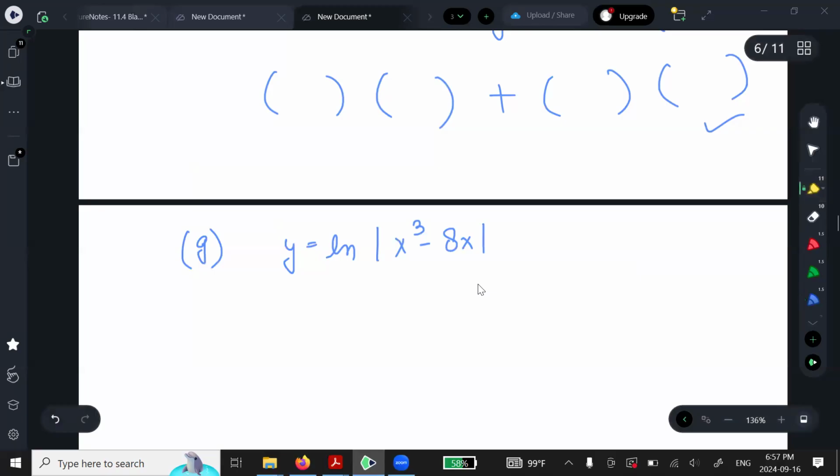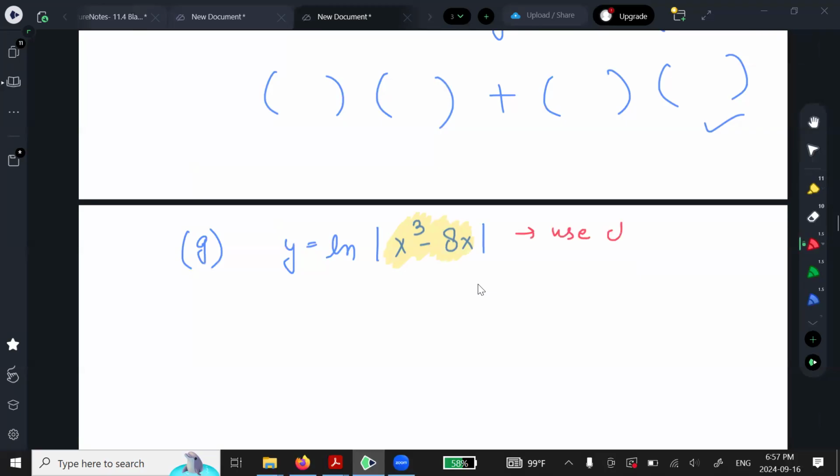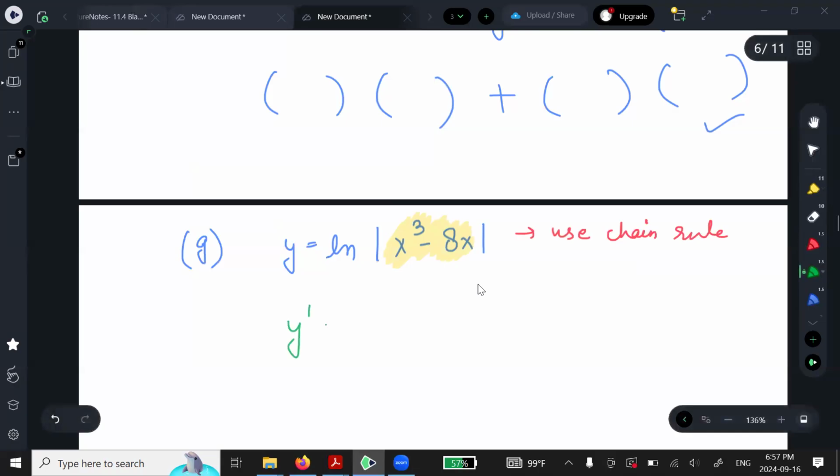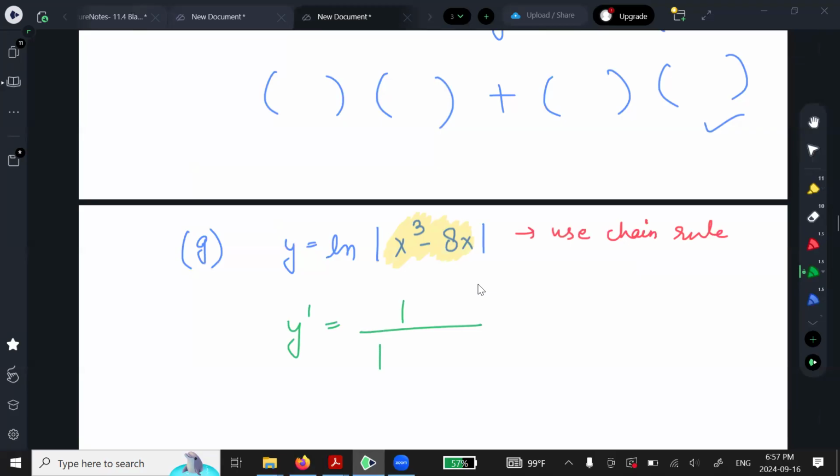Again, I have a log function, but something inside the log is not x. What is the chain rule? Now, this is where I want you to focus. The whole of it will go to the bottom, and you leave that absolute function as it is. It's okay. You can make it a bracket or leave it as it is.